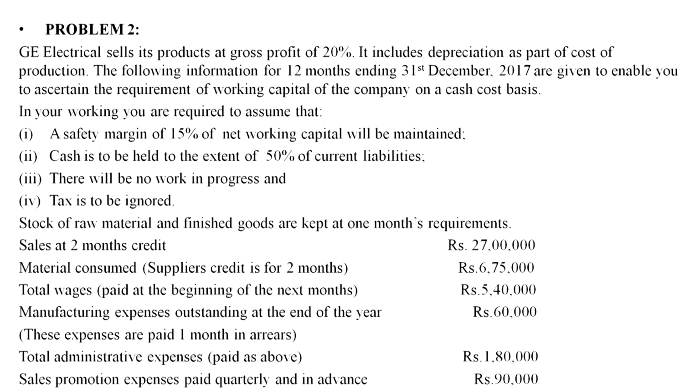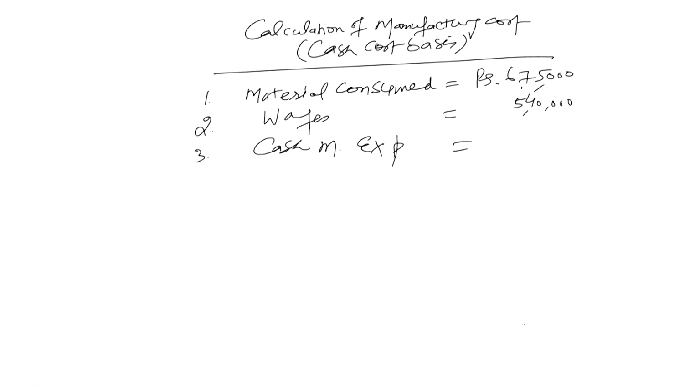It means this manufacturing expenses figure of 60,000 is not for the whole of the year, but only for the 1 month. That is the one part which is outstanding, only for a period of 1 month. It means for the whole of the year the figure will be something different, and that figure will be rupees 720,000.